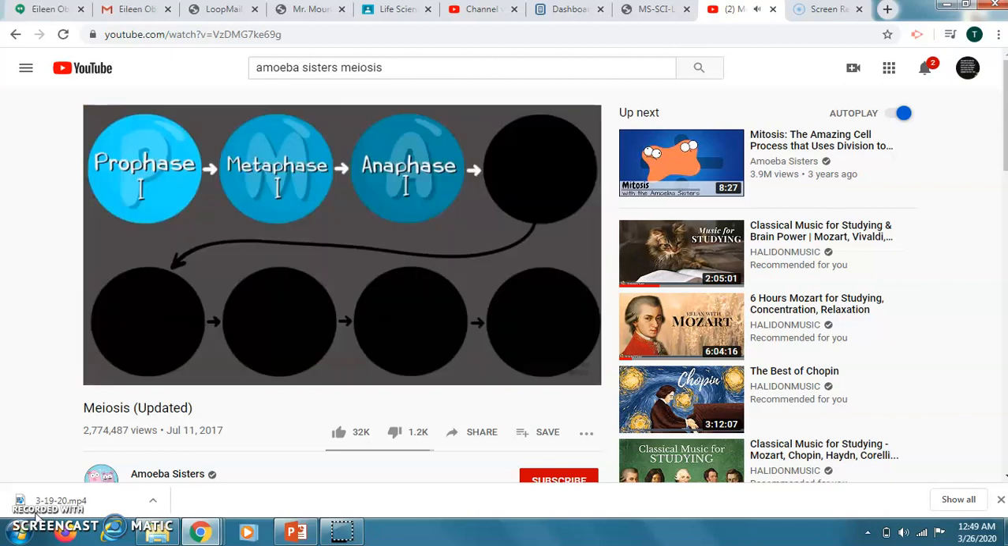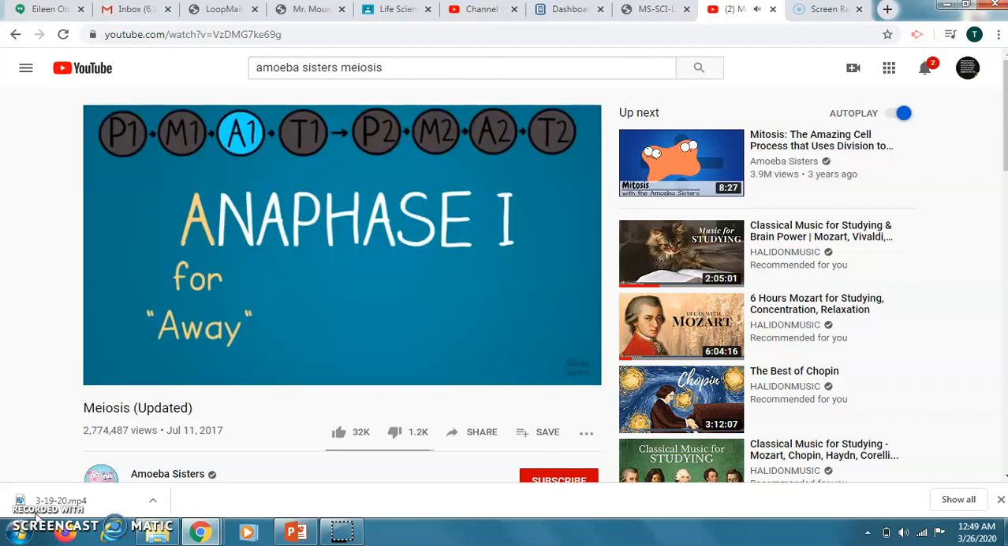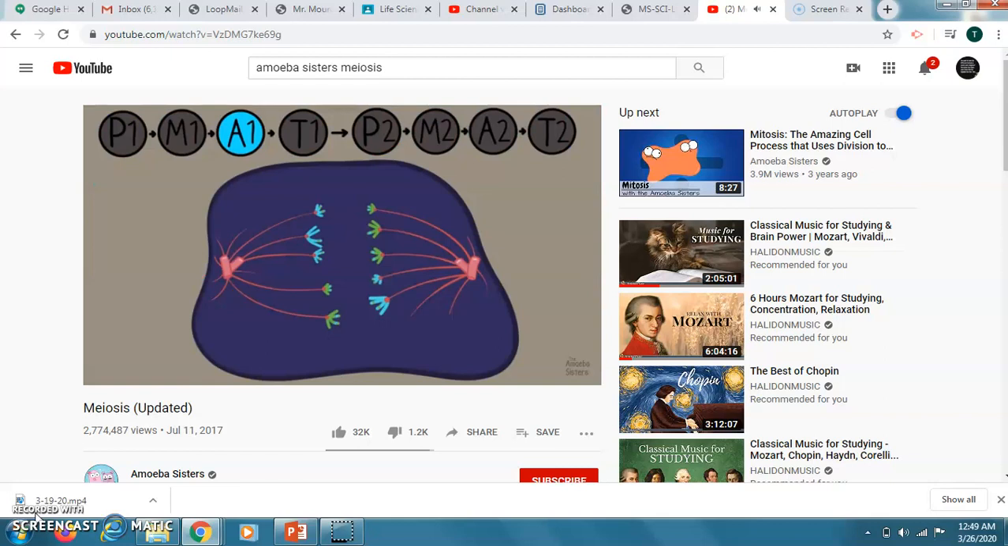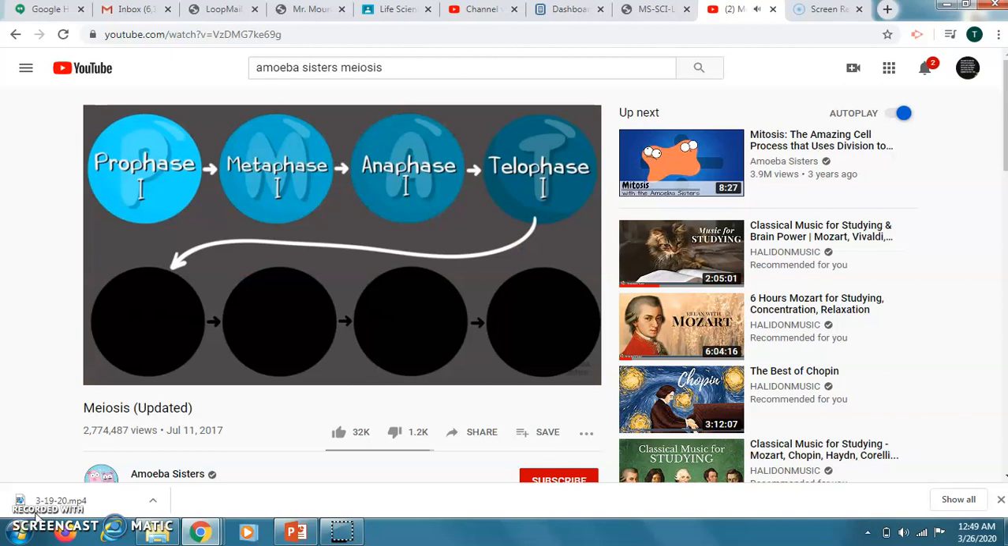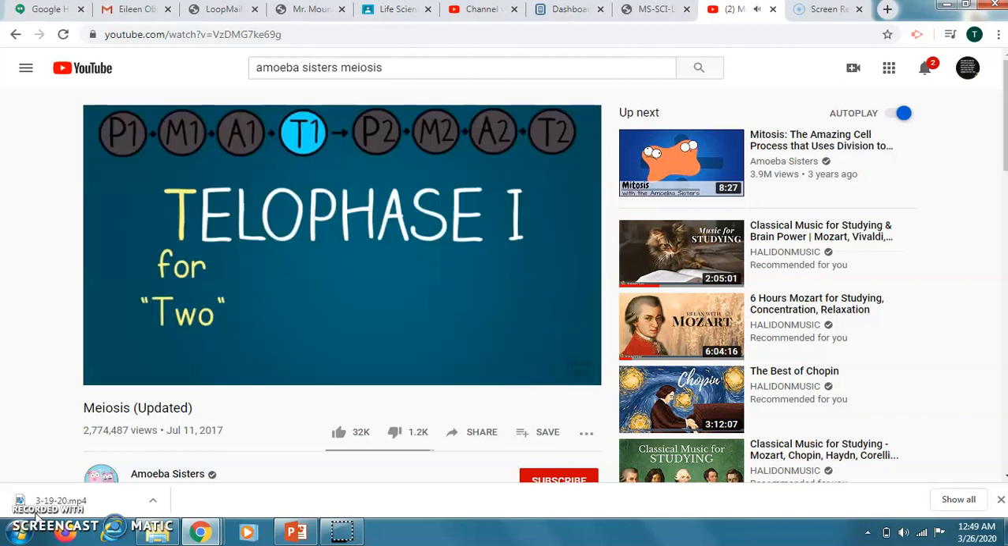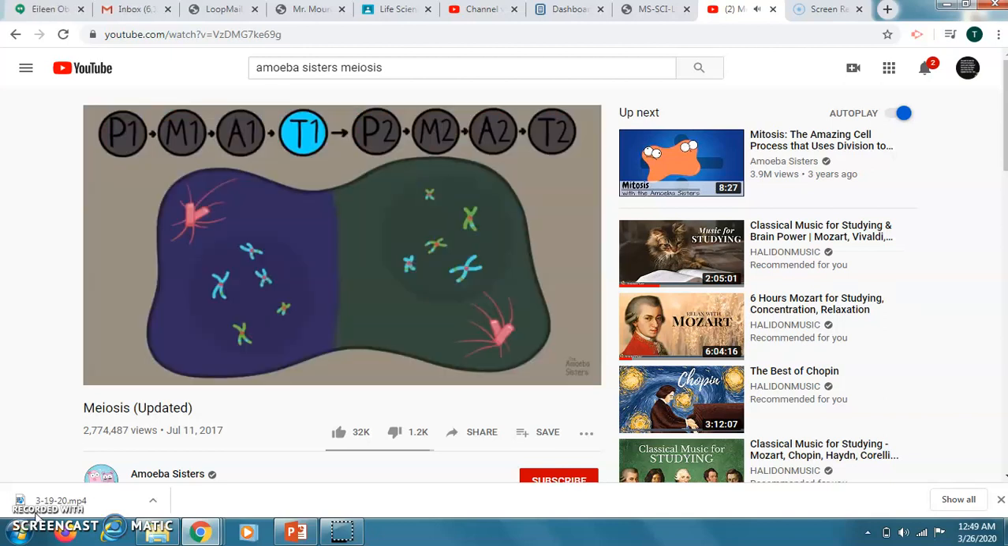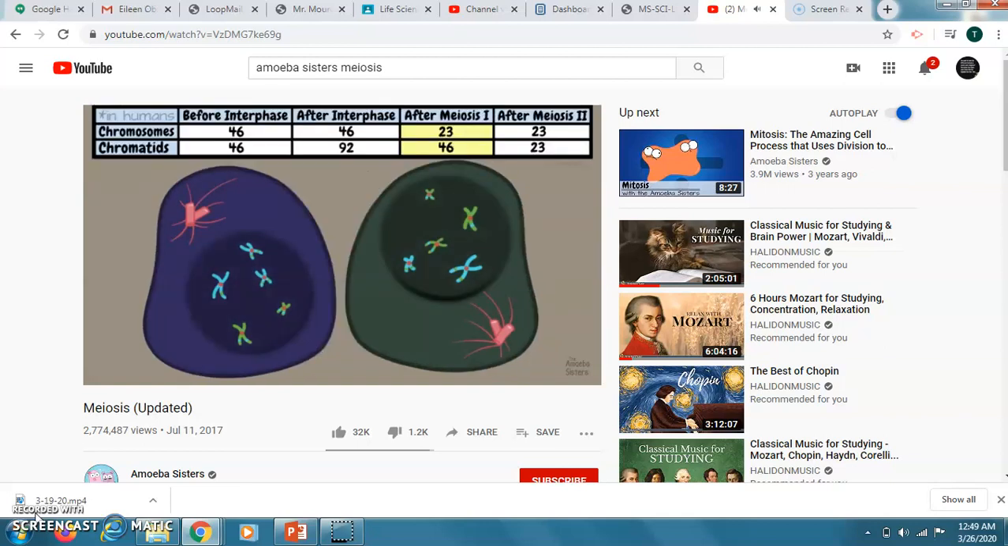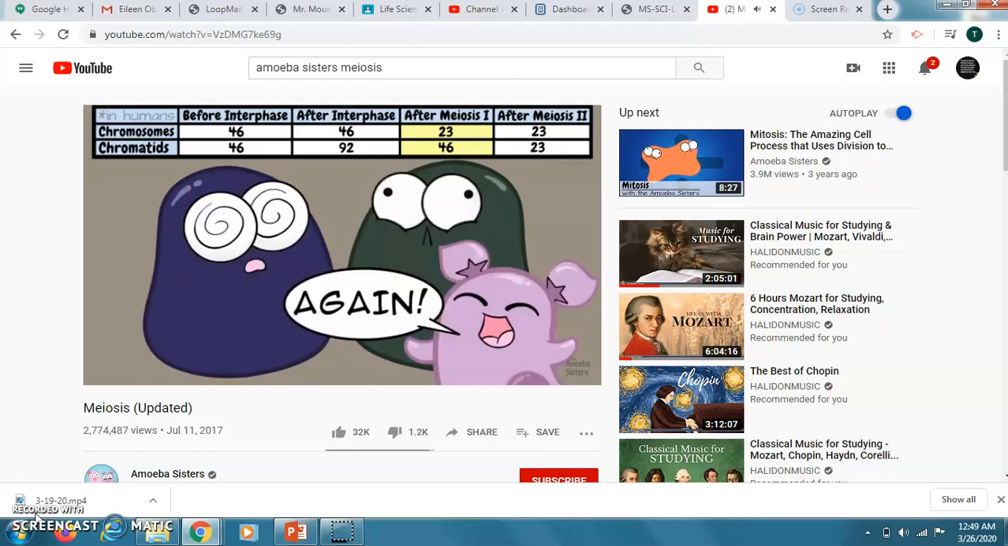Now during anaphase 1, think of A for away, because the chromosomes are going to be pulled away by the spindle fibers. Then we end with telophase 1, where you have two newly formed nuclei, and it becomes obvious that you're going to end meiosis 1 with two new cells. Cytokinesis follows with splitting the cytoplasm, but we're not done yet.